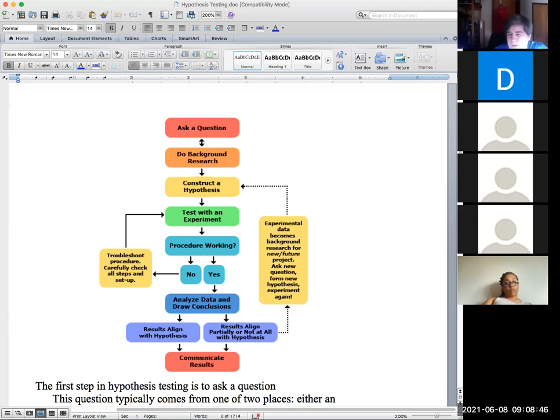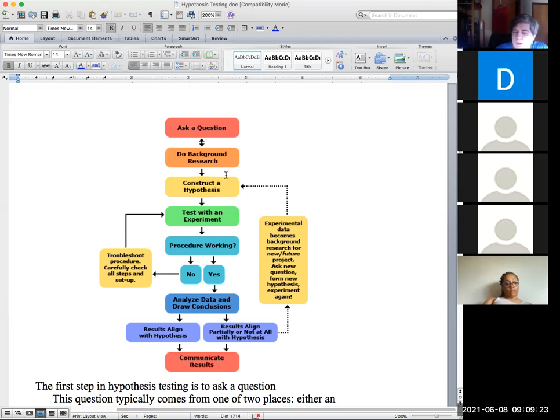Especially in modern times, probably more often than not, the way that we get our questions today is usually by looking at the results of another experiment. It's sometimes said in science that a really good experiment raises more questions than it answers. You want to find out exactly how the results occurred or why they occurred. So the first thing is we get a question and we want to find the answer to this question, or we have a problem and we want to find the solution to that problem.